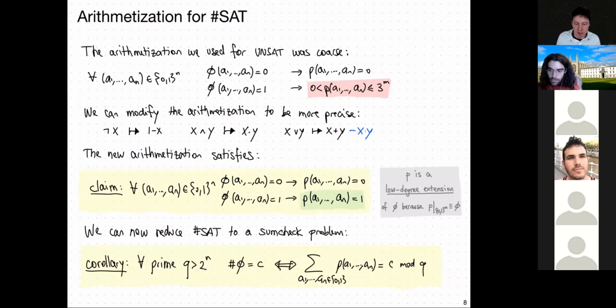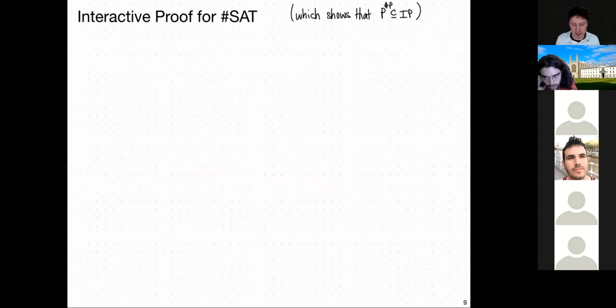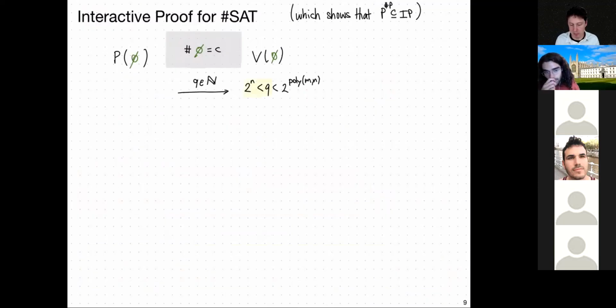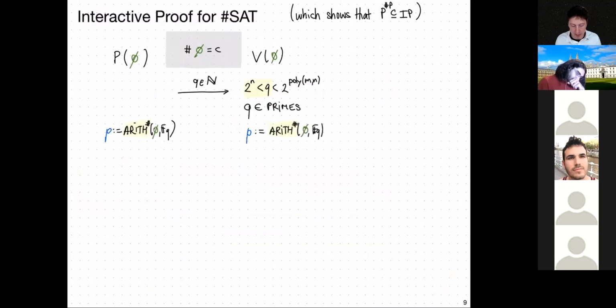Well, we know what to do, right? So now if we want an interactive proof for #SAT, it's going to be as follows. The prover claims that the number of satisfying assignments of the Boolean formula is c. The prover sends q, and the verifier checks that it is in some reasonable range, not too large and large enough for the arithmetization to work, and checks that it's a prime. It does this new arithmetization. I put a superscript sharp, just to denote it's the slightly different arithmetization.